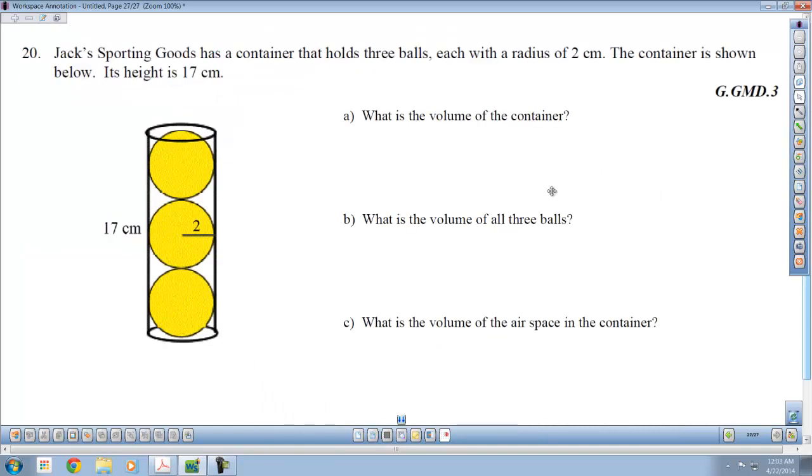last problem on the test. Jack's Sporting Goods has a container that holds 3 tennis balls, each with a radius of 2 centimeters. The container is shown below. Its height is 17 centimeters. The first thing they want us to do is find the volume of the container.